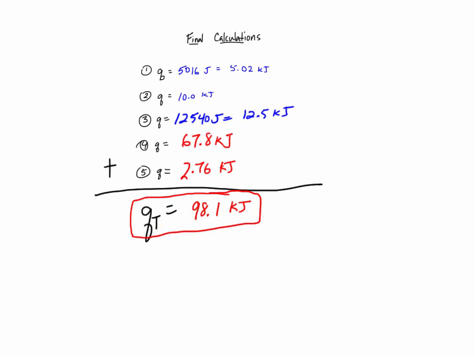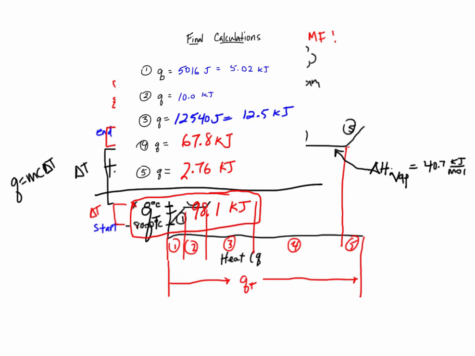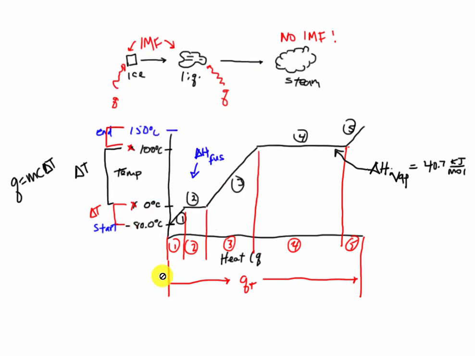Okay, so if you want to, you can come back to this chart here. This total energy from beginning to end is going to be 98.1 kilojoules of energy. That's what Q total is. So if I want to get water to go from negative 80 all the way up to 150 degrees Celsius, I'm going to have to add this amount of heat to the water.